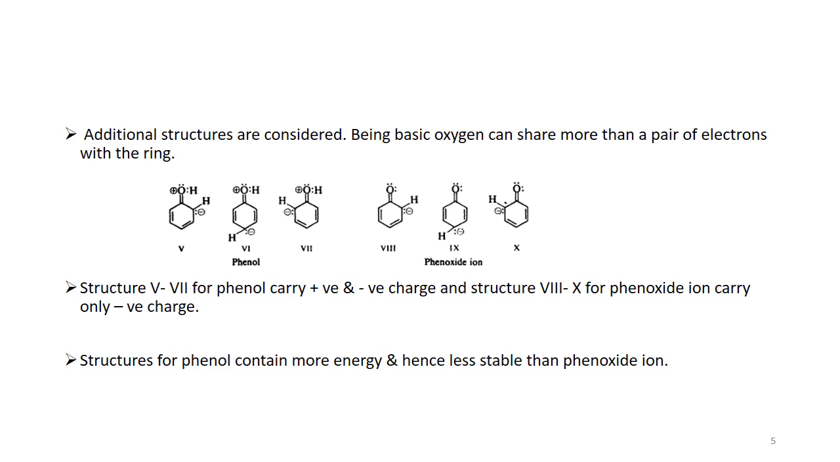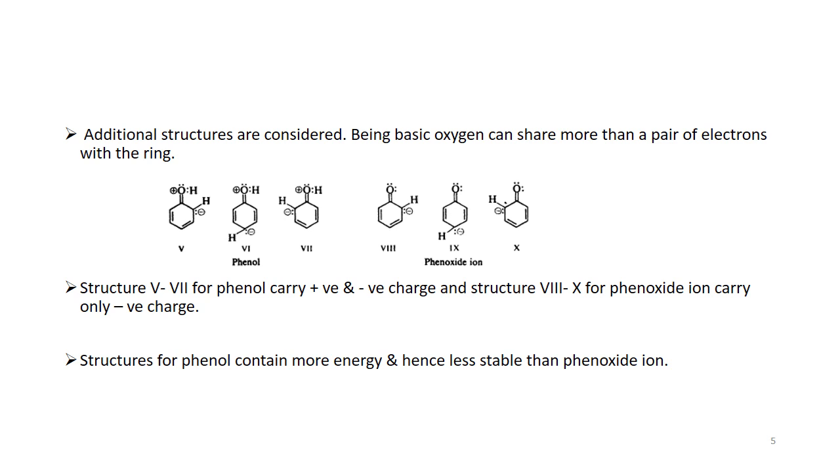So as a result, those particular 3 structures will be less stable. But in the case of phenoxide ion, out of the 5 structures, not even a single structure has a charge on the oxygen atom. So the structure of phenoxide ion, which is a hybrid of 5 different structures, will be more stable than the structure of phenol, because in phenol, out of 5 structures, 3 structures have both positive and negative charge.